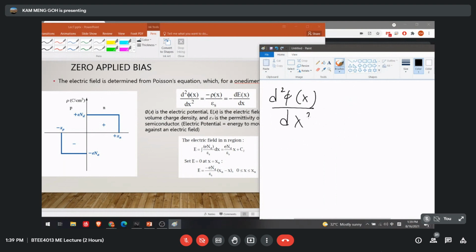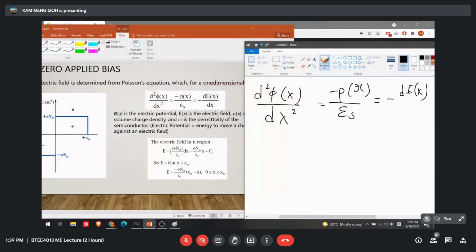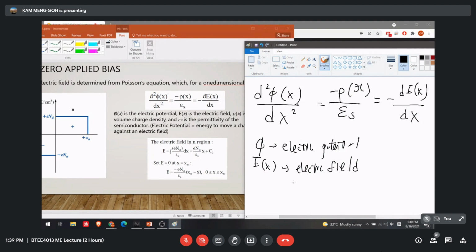So there's one theory. This is the original formula. Then negative dx and then ds. We will see this one by one. This thing, electric potential, dx, electric field, and then rho s, volume charge density, and this thing, permittivity.